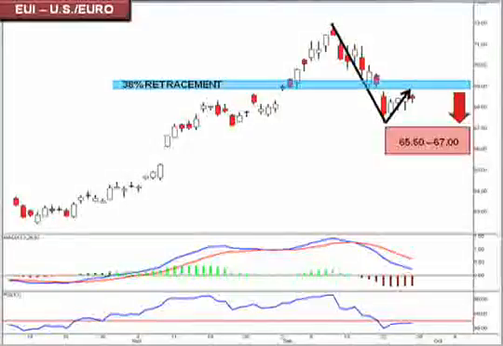We need to recognize that that area also represents a 38% retracement, or a natural resistance area on the preceding downtrend. Now, if we do see a consolidation and a rejection there, then the window is open for a continuation, which would likely find further support down at the 65.5 to 67.